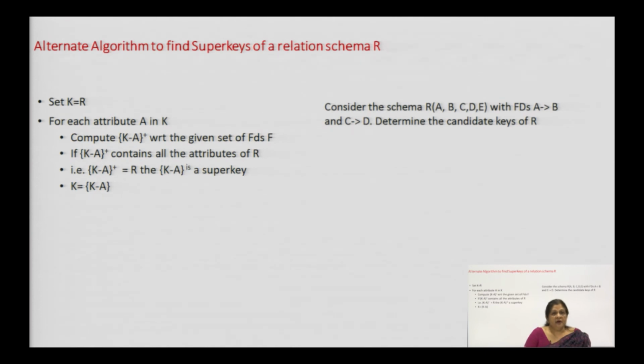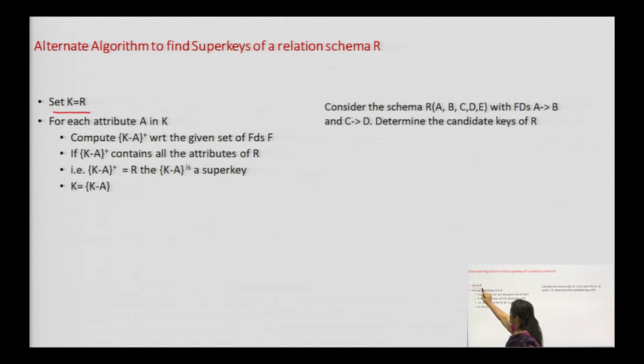Now, sometimes we are not able to find the key directly from the given set of functional dependencies. In this case, we can use an alternate algorithm where we compute for each attribute A in key.